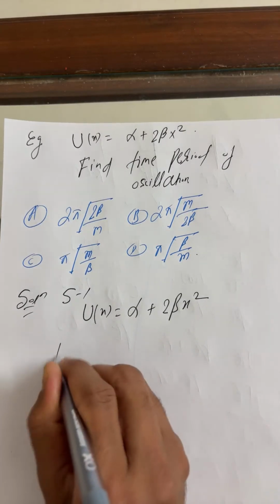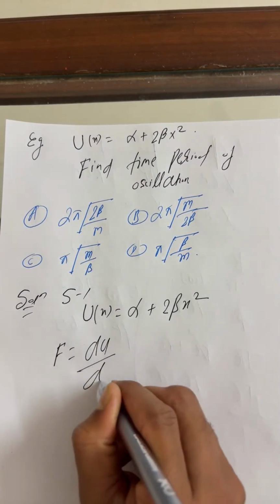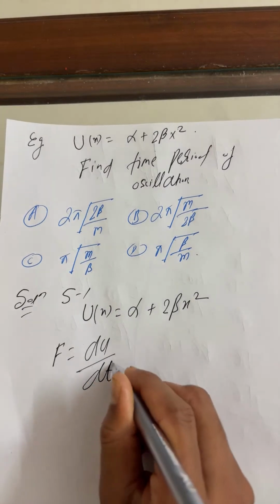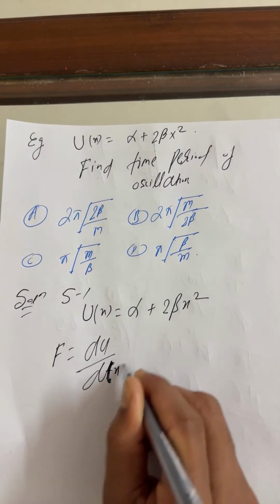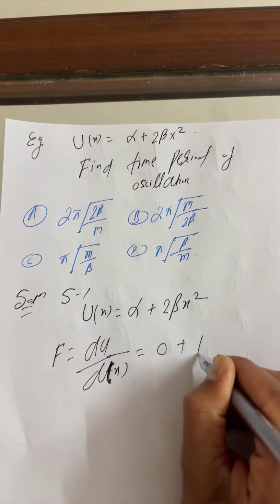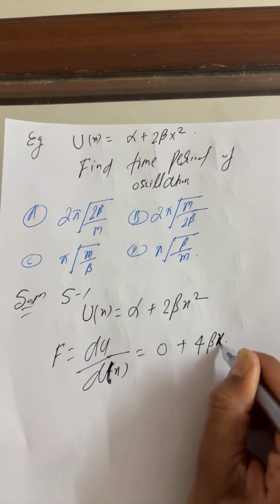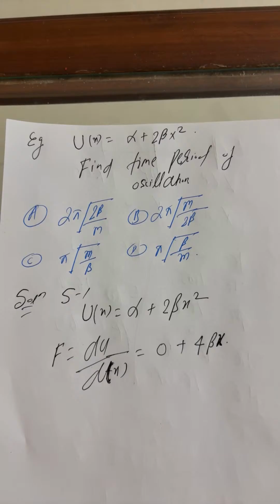So differentiate one time here. F is equal to dU by dx. This is 0 plus, you can see, 2 into 2 beta x, that is 4 beta x. This is the force expression here.